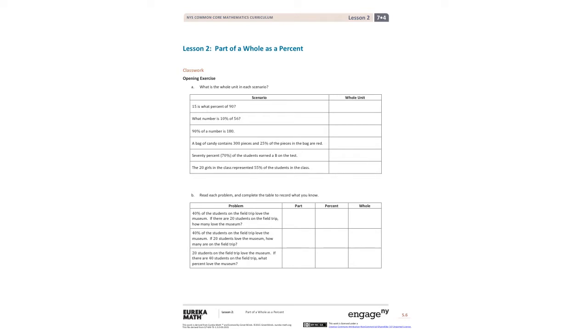Let's look at our opening exercise. A. What is the whole unit in each scenario? When we talk about the whole, this means that this is the number that other numbers are being compared to. Let's read our first scenario. 15 is what percent of 90? Well, 15 is what is being compared to 90. So here the number 90 is our whole unit.